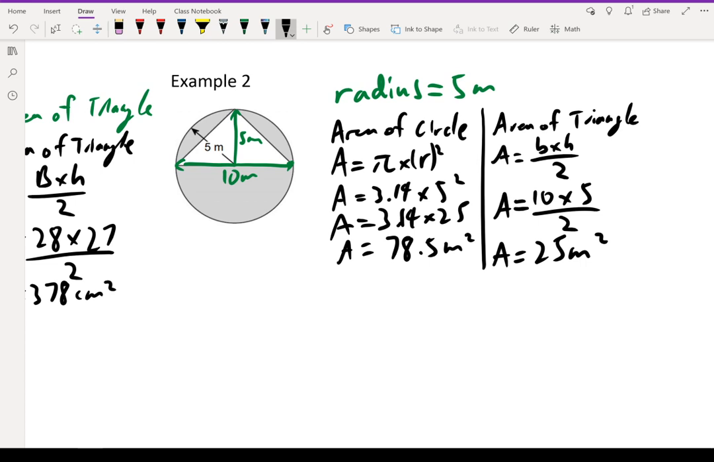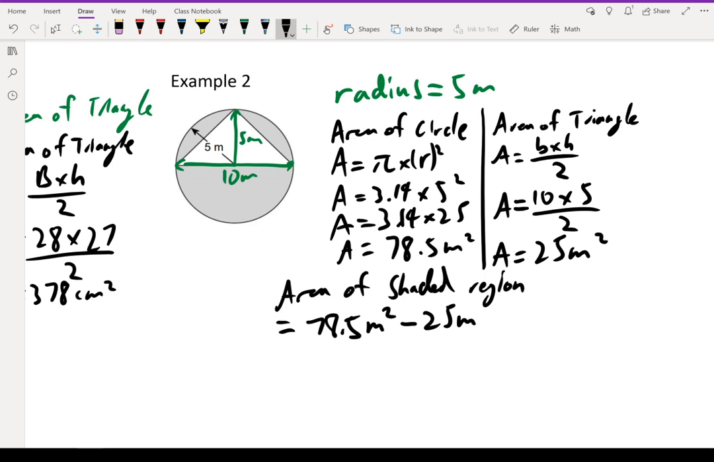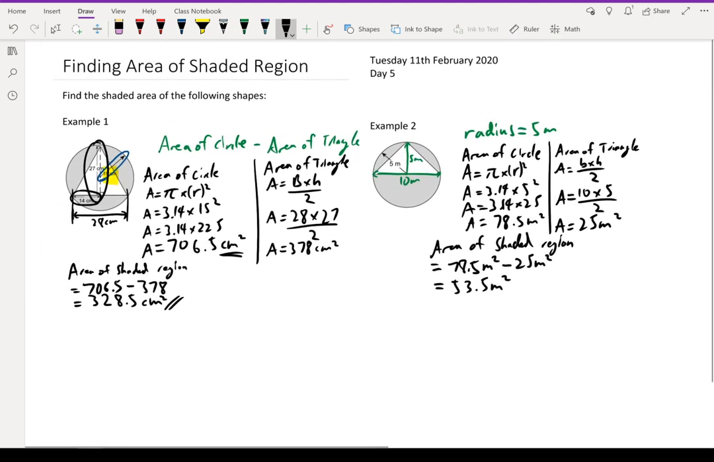And then we've got to find the area of the shaded region, so area of shaded region is equal to 78.5 meters squared minus 25 meters squared, and that will give you 53.5 meters squared as your answer. So that's how you find area of shaded regions. There will be other types of shapes that will require you to use rectangles, squares.